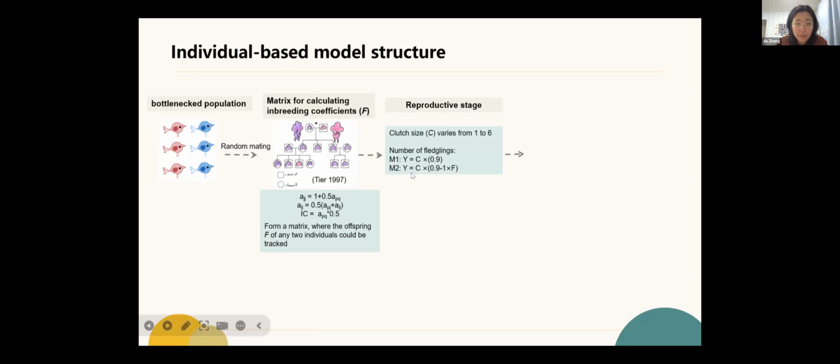And then the model will go to the reproductive stage. Here the clutch size is allowed to vary from 1 to 6 in different simulations. And the way that we determine the number of fledglings is by 2 models. In the first version of the model, we do not involve the inbreeding effects to determine the number of fledglings. So C is clutch size, and 0.9 is the hatching success we assumed. And in the second model, we introduced the inbreeding effects to this equation, just to compare the differences between these 2 models.